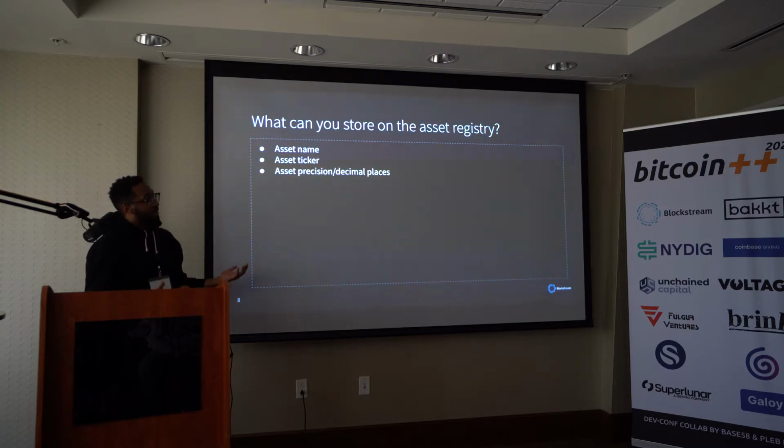So what can you store on the asset registry? In particular, you could store your asset name, your asset ticker, and the asset precision, which is how many decimal places you'd want to denominate your token with.